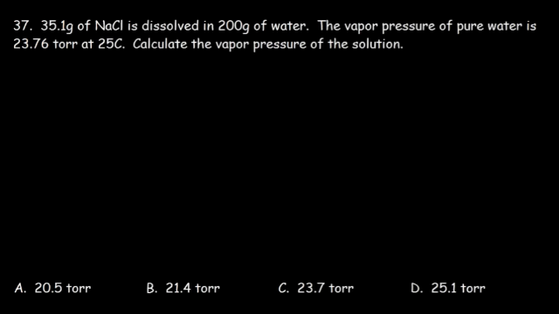Number 37. 35.1 grams of sodium chloride is dissolved in 200 grams of water. The vapor pressure of pure water is 23.76 torr at 25 degrees Celsius. Calculate the vapor pressure of the solution. The equation that you need for this problem is the vapor pressure of the solution is equal to the mole fraction of the solvent times the vapor pressure of the solvent.